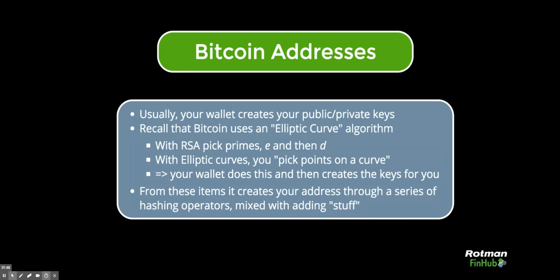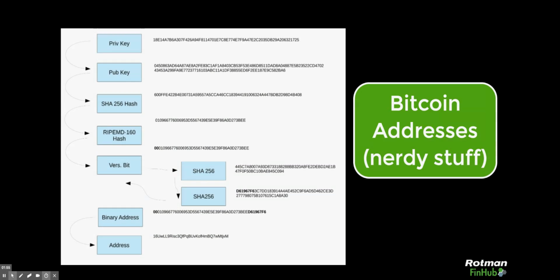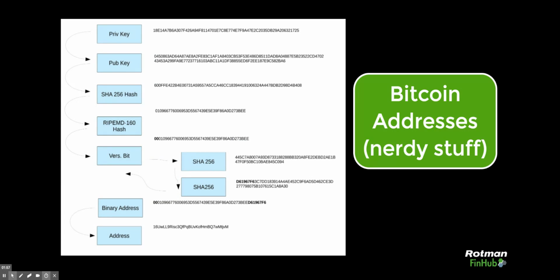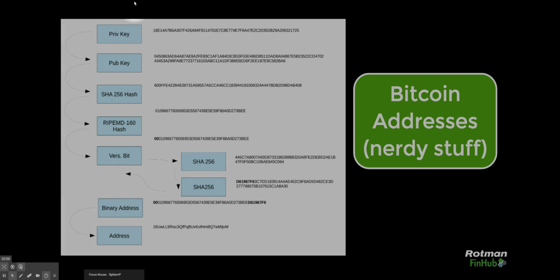It happens through a series of hashing operations mixed with adding some material. Just if you're really keen, here's how it works with Bitcoin. It starts with a private key that is not created, but actually found by picking points on the elliptic curve. So it creates the private key and the public key. From those, it hashes the public key with SHA-256. Then it hashes that hash with the RIPEMD-160 hash.